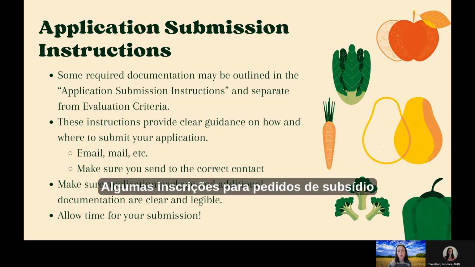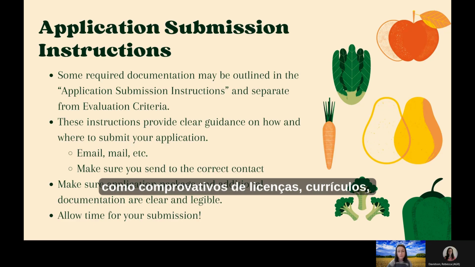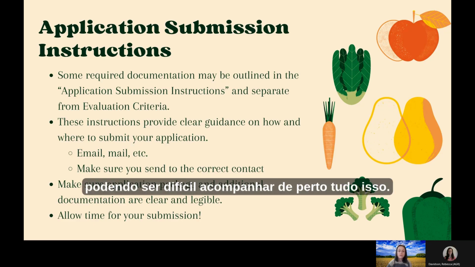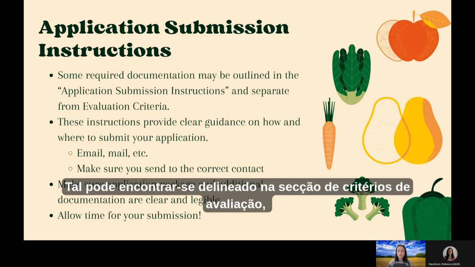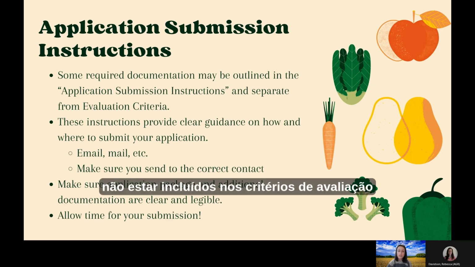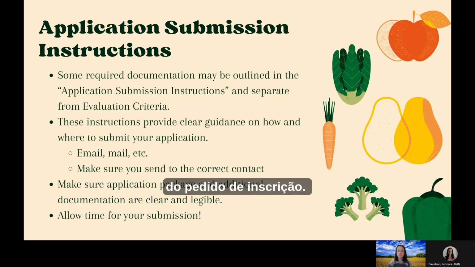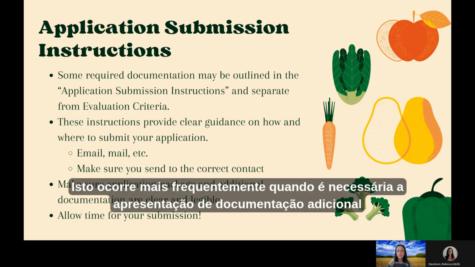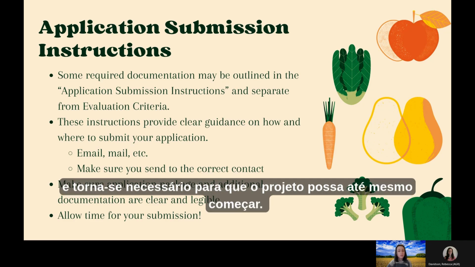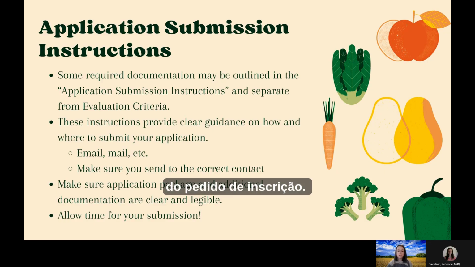Some grant applications may require extra documentation beyond just filling out the application template, like proof of permits, resumes, maps, etc. And keeping track of all of that may be difficult. This may be outlined in the evaluation criteria section, but sometimes additional documentation requirements may not be included in the evaluation criteria and instead are outlined in the application submission instructions section. This most commonly occurs when additional documentation is required as a prerequisite of a program and is required for the project to even begin. Most RFRs will include this in the application submission instructions section.